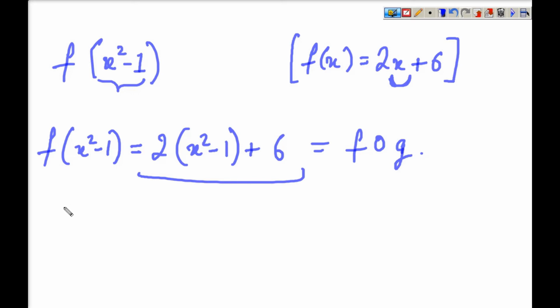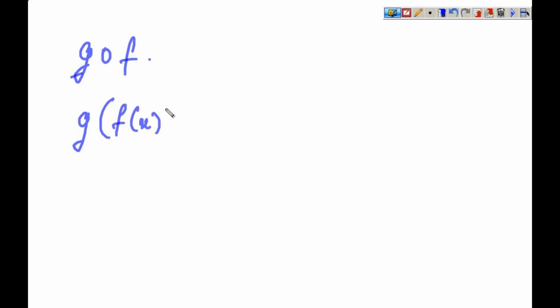Taking the value at x equals 1, we can also find the value of this f of g, which will be equal to 6. So f of g is equal to 6. Similarly, if we have to find g of f of x, so g of f of x means the function g of f of x, right? So it is the reverse of what we have done right now.